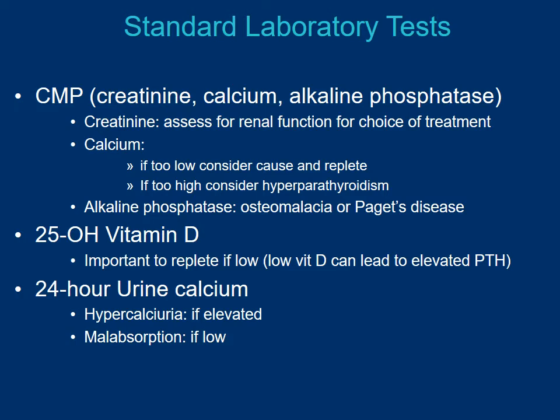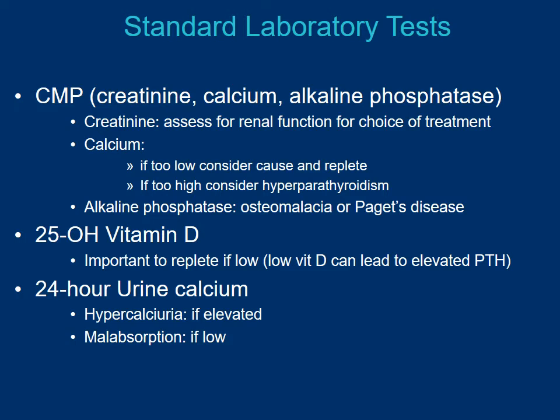We assess the calcium level, because if it's very low, we consider replacing the calcium deficiency, because calcium is mandatory with all types of osteoporosis treatment. And if it's too high, consider hyperparathyroidism. We measure alkaline phosphatase for osteomalacia and Paget's disease. So a CMP is used for detecting the secondary causes of osteoporosis, for follow-up, and for choosing the proper option of treatment or proper drug for osteoporosis.